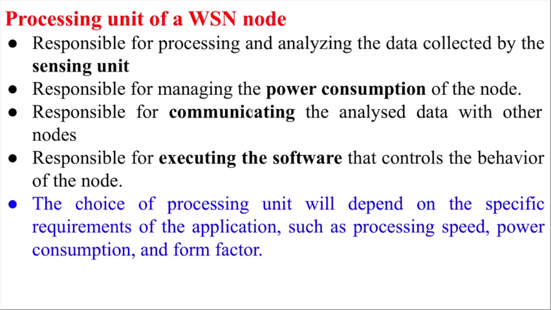So it is good that we can compress the data and filter out the data before transmission. And who else can do this? Only the processing unit can do all these things. The processing unit is also responsible for executing the source code or the software that controls the behavior of the node.